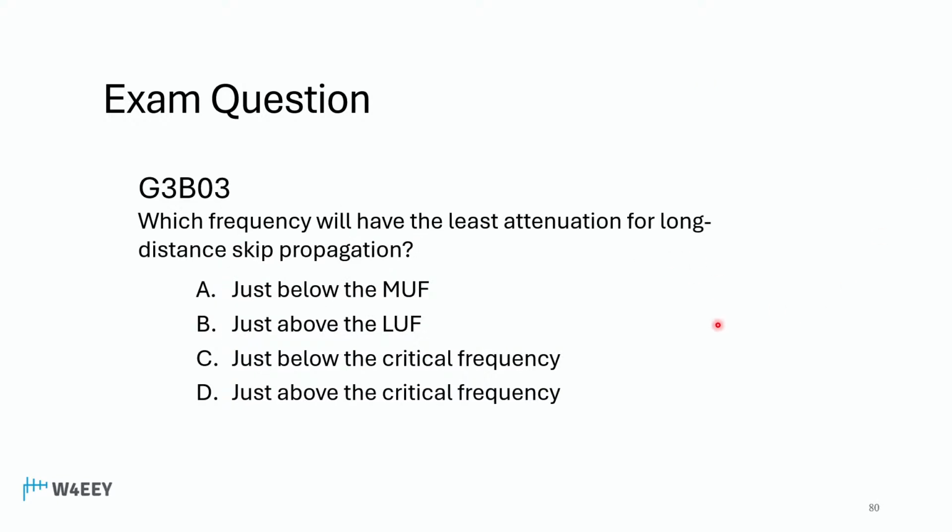Which frequency will have the least attenuation for long-distance skip propagation? Charlie. No, it's actually alpha, just below the maximum usable frequency. The maximum usable frequency is right on the edge, so higher than that, the signal's not going to go anywhere. So you want to be a little bit below that.